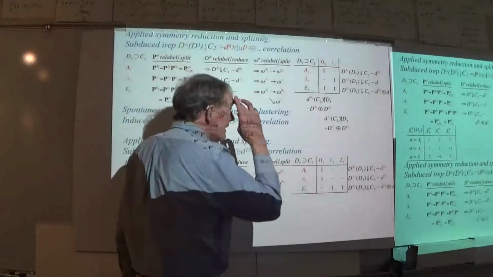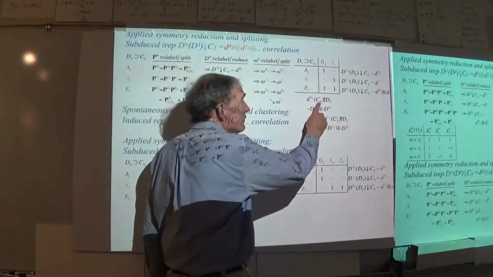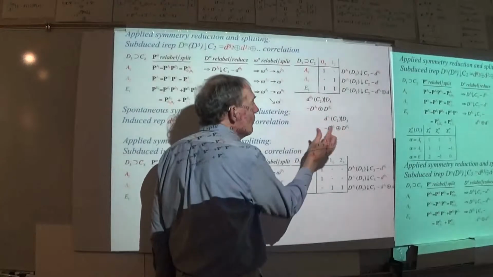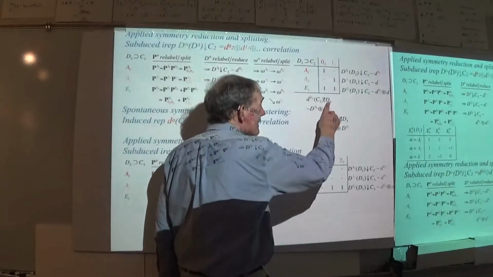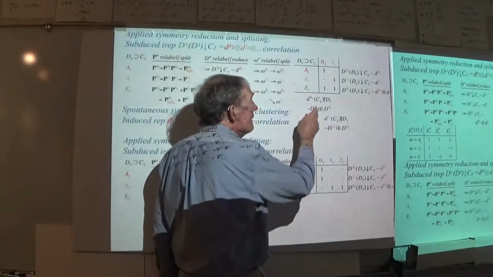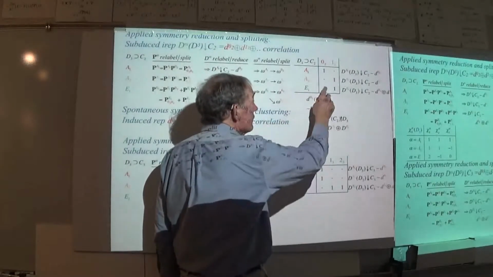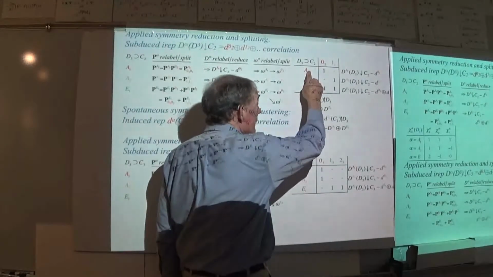We're going to see that if you take a C2 symmetric system, 2 equal wells, and up it to D3, you get a sum of E1 and A of the big group.